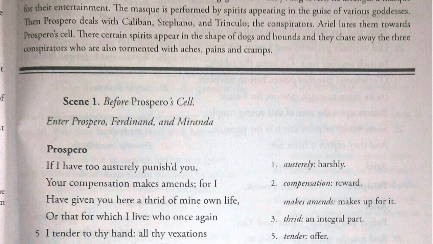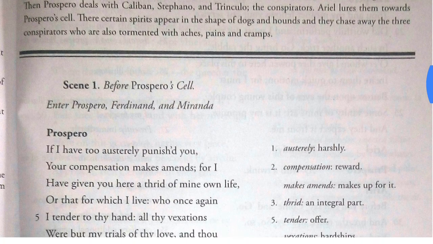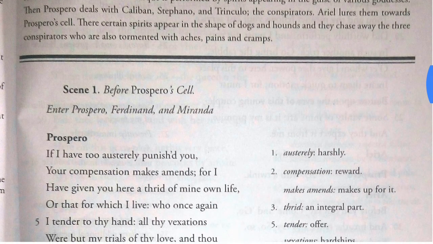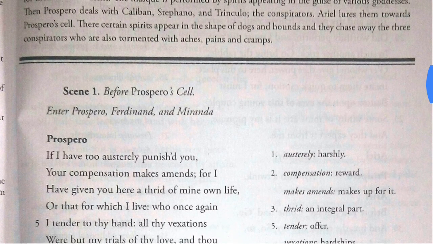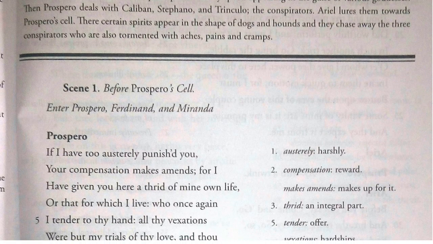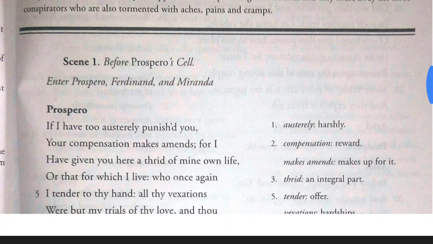Then Prospero deals with Caliban, Stefano, and Trinculo. So this happens only after the masque gets over. The three conspirators, of them, of course, Caliban is the chief conspirator, and Stefano, the drunken butler, and Trinculo, the court jester, are following the instructions of Caliban to a certain extent. Now, Prospero knows that he has to teach them a lesson, particularly Caliban. Ariel lures them towards Prospero's cell. There certain spirits appear in the shape of dogs and hounds, and they chase away the three conspirators, who are also tormented with aches, pains, and cramps. So this is what happens in this scene.